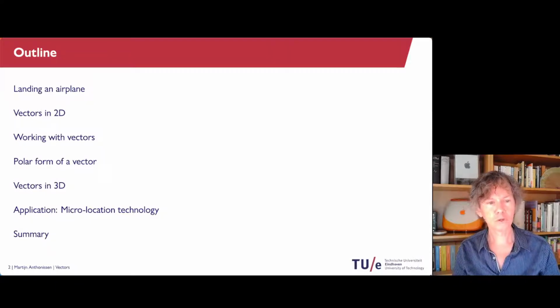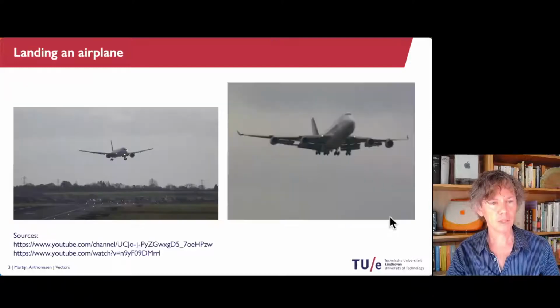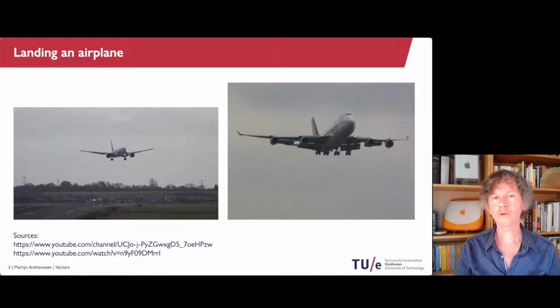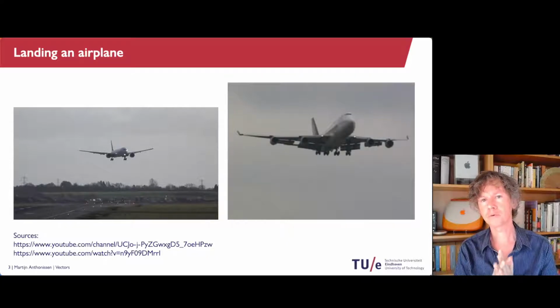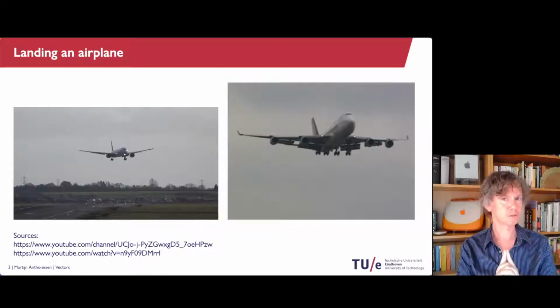So let's first look at an application where you may be needing vectors. What I'm going to look at is the example of landing an airplane. Here you have two video clips. In this video clip we're going to land an airplane, but there is one difficulty because there is a very strong crosswind. So what does that mean?